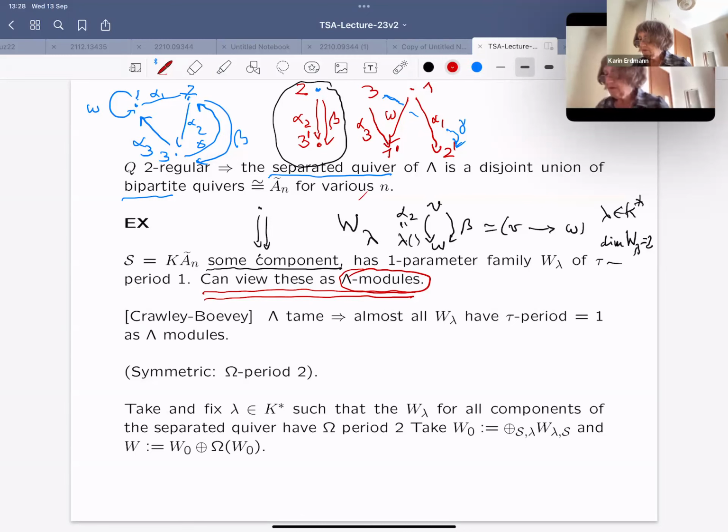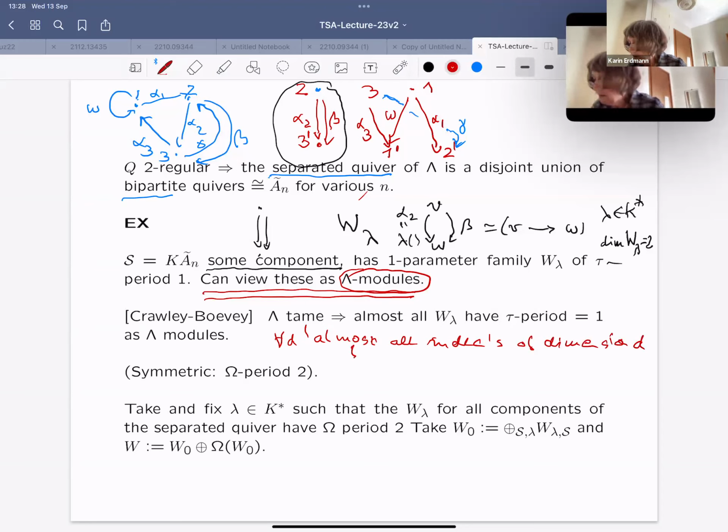Yes, right. So there is this old paper by Bill Crawley-Boevey, who has studied tame algebras, and he proved that if I have a tame algebra, then almost all modules of a fixed dimension, so almost all indecomposables, for each dimension D, almost all indecomposables of dimension D have tau period 1.